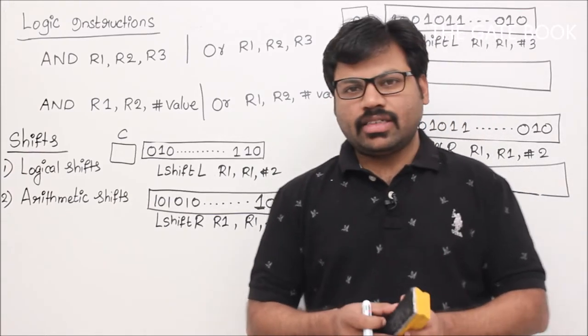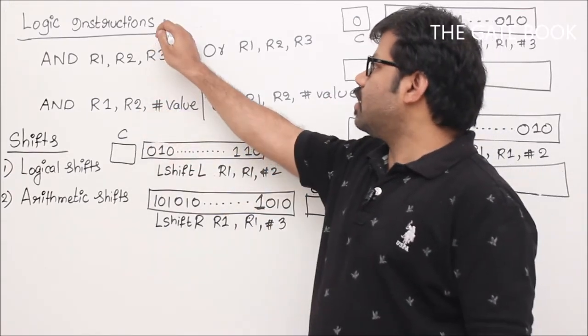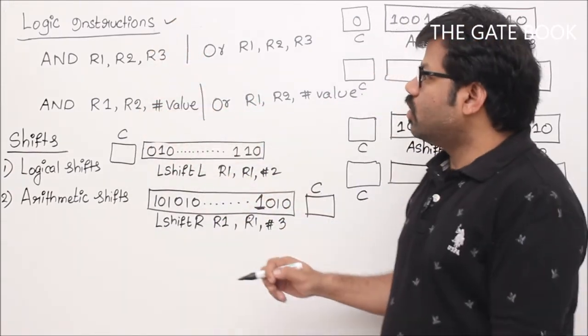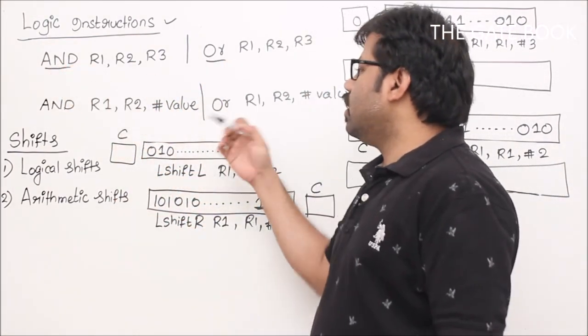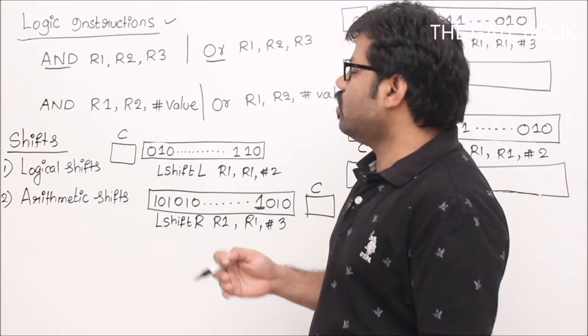Now we'll see arithmetic instructions and logic instructions. Let us begin with logic instructions. So it is very simple. We use the AND operator and the OR operator. These two are the typical logic instructions.